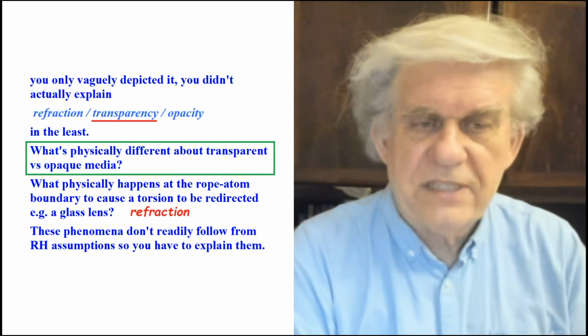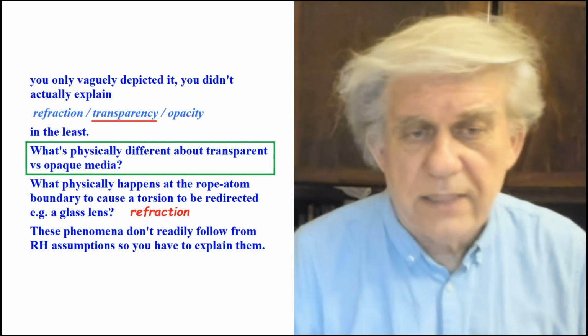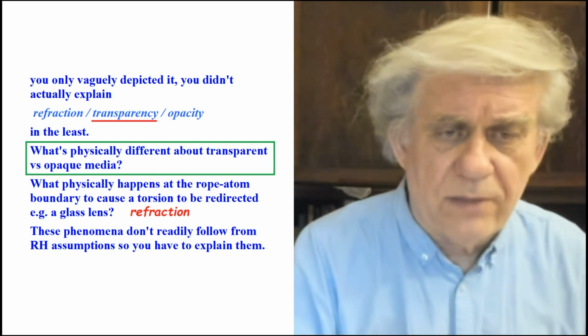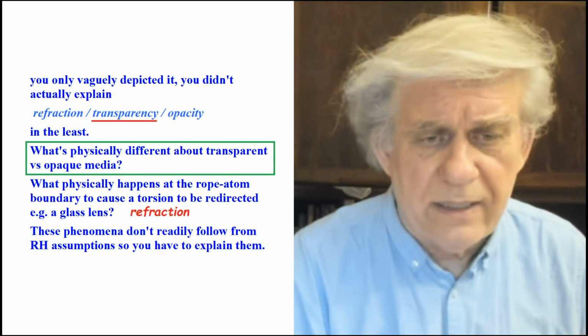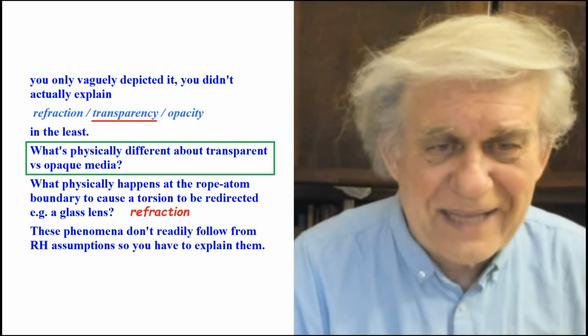Okay? What physically happens at the rope atom boundary to cause torsion to be redirected? Again, he's talking about refraction. That's today. Okay. The phenomena don't really follow from RH assumptions. You have to explain them. Yeah, you have to explain them, but if you explain and the other person's not listening, well, I can't do much about that. So try to listen. Okay. Maybe you missed something.